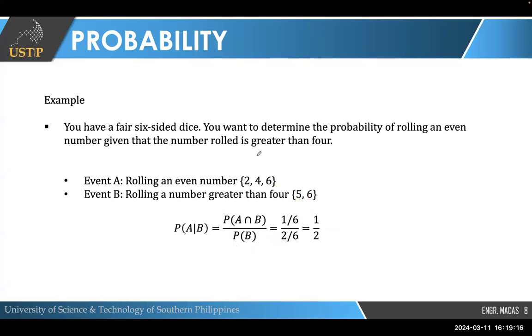So, meaning that the probability of rolling an even number given that the number rolled is greater than 4 is 1/2. So, ano na, 50% chance nga pag-roll nimo sa dice, it is an even number. At the same time, it is greater than 4.